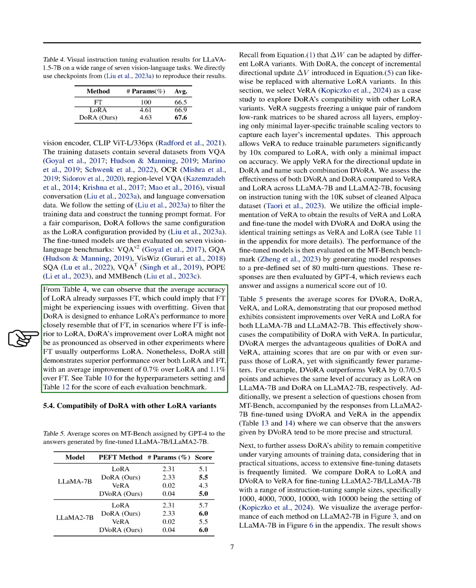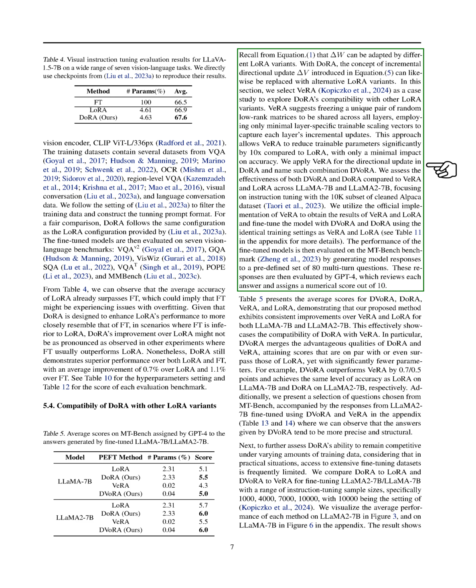We also explore DoRA's compatibility with other LoRA variants. Specifically, we look at how DoRA can adapt the concept of incremental directional updates, a technique that can be swapped with different LoRA variants. We choose VeRA as a case study for this exploration. VeRA's strategy involves freezing a unique pair of random low-rank matrices across all layers and using minimal layer-specific trainable scaling vectors for incremental updates. This significantly reduces the number of trainable parameters by 10 times compared to LoRA, with only a slight impact on accuracy.